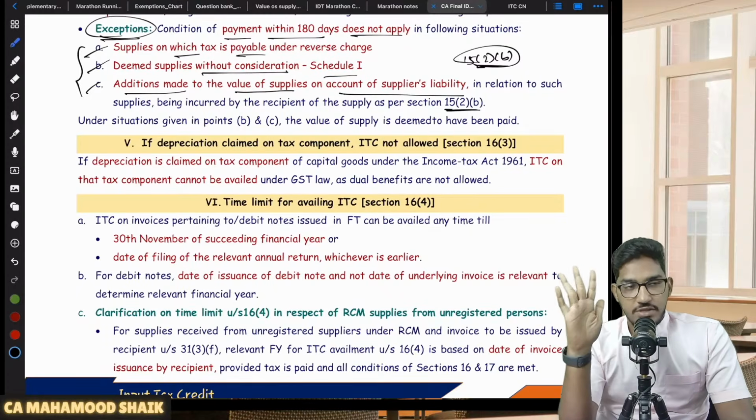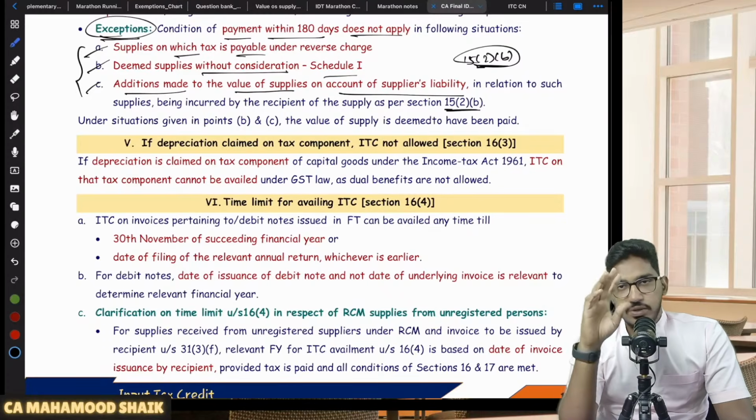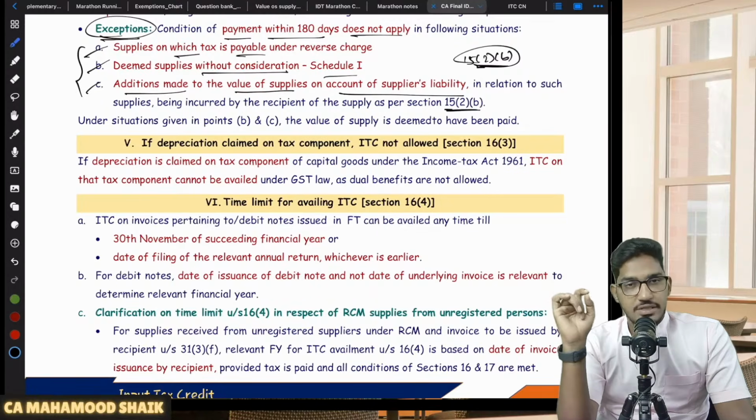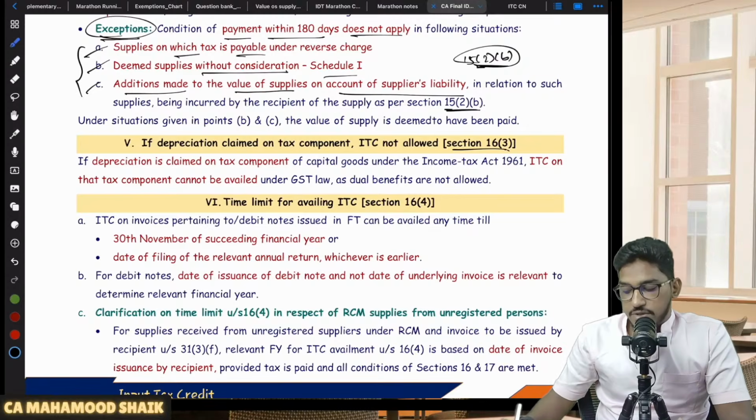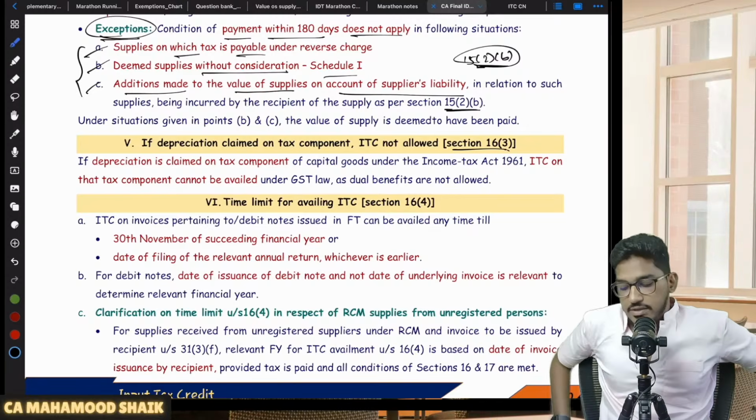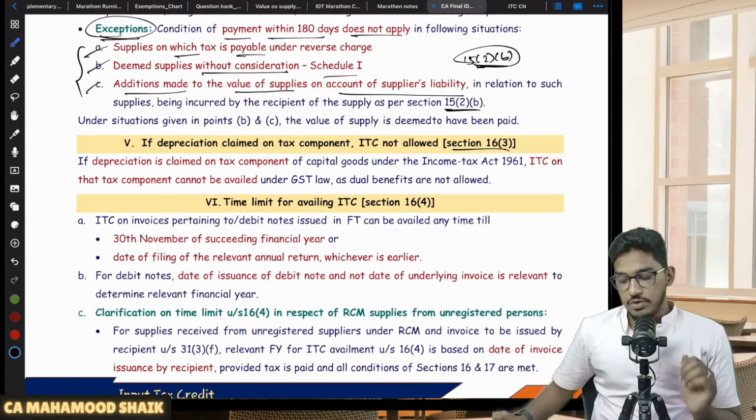So what we have seen in section 16 till now: 16 subsection 1, who is eligible for claiming input tax credit. 16 subsection 2, what are the conditions required to be fulfilled in order to claim the input tax credit. Now we will talk about section 16 subsection 3. Sir, what is section 16 subsection 3 saying? Section 16 subsection 3 talks about capital goods.